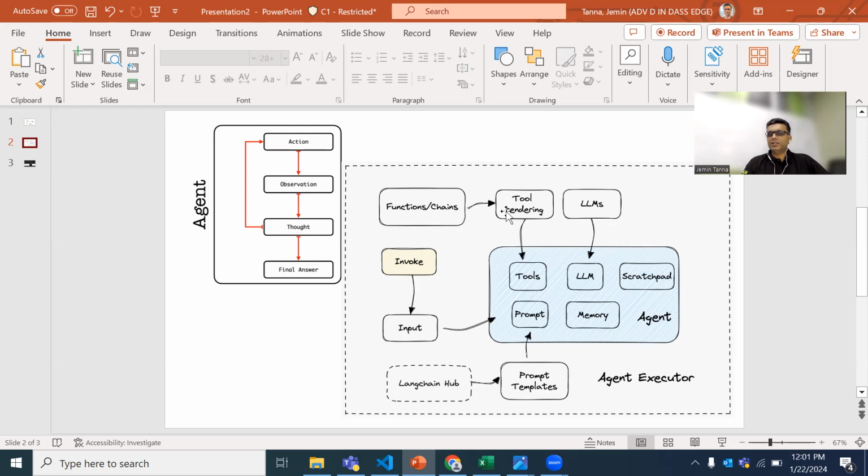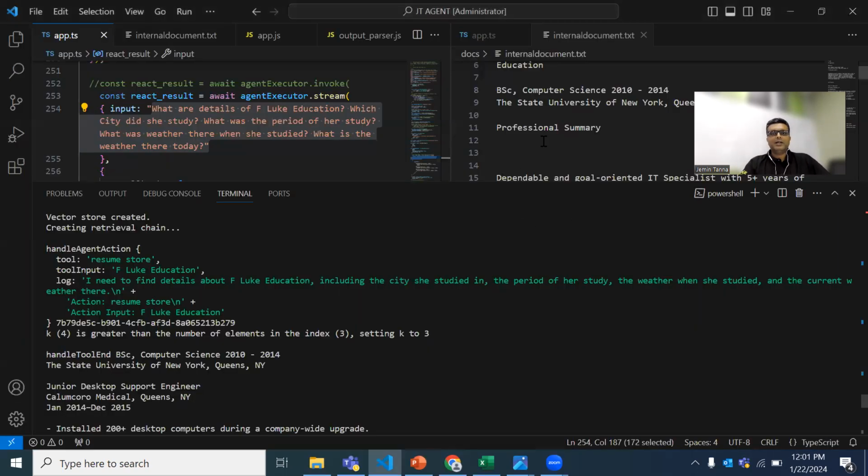Right? So we have functions and chains, which are part of the tools. We have large language models set up. And based on that, you can have intermediate scratch pads, memory-based agents to keep the context alive, and you give it a work, wait for some time, you get the outcome. All right. So let's look at one small example that I worked on.